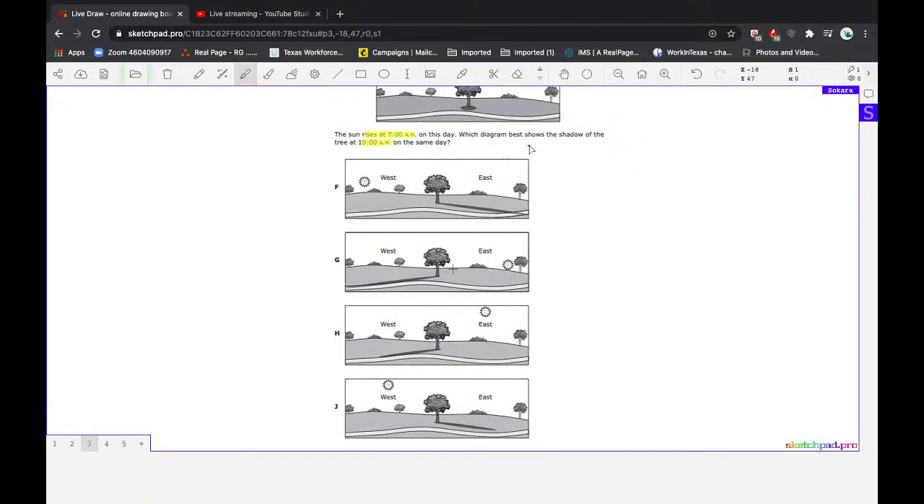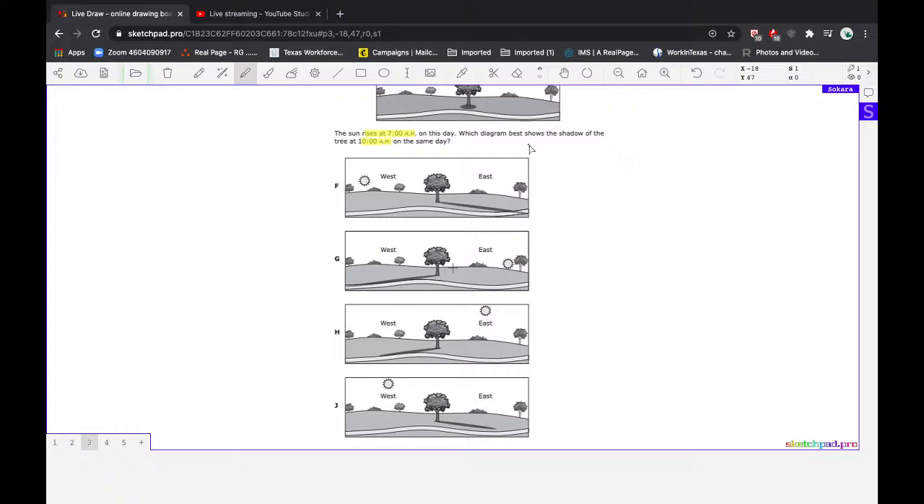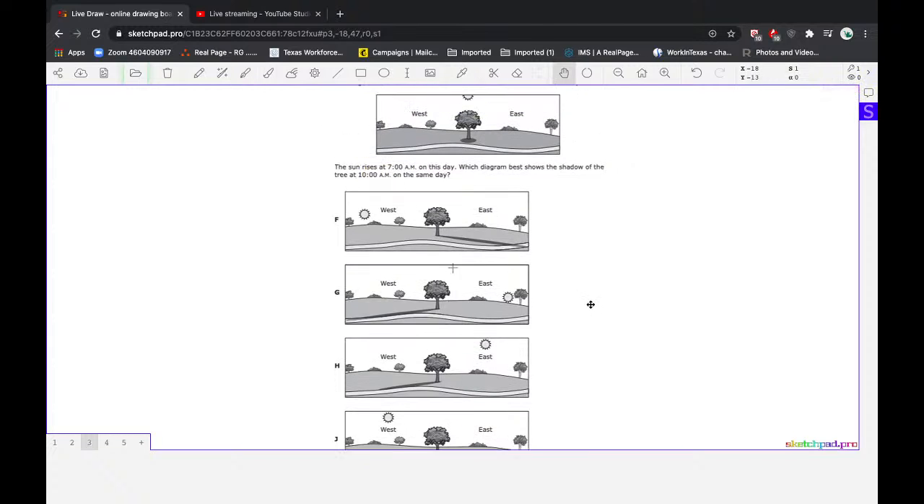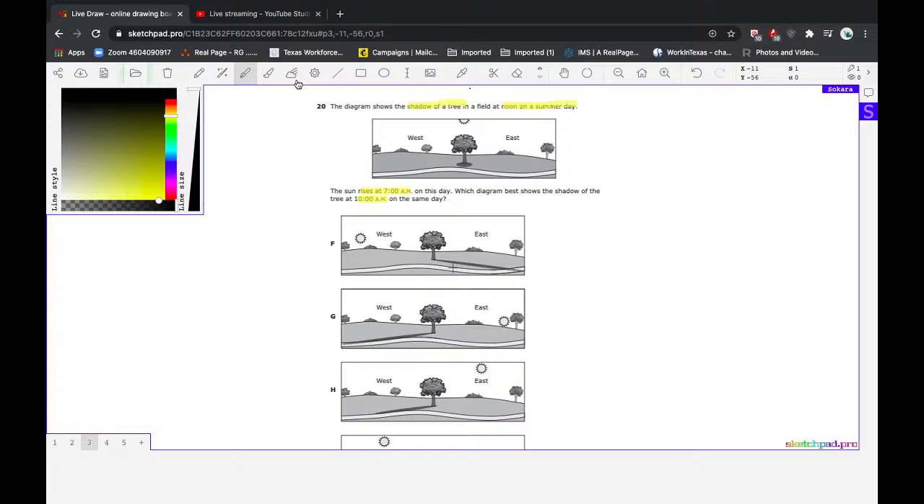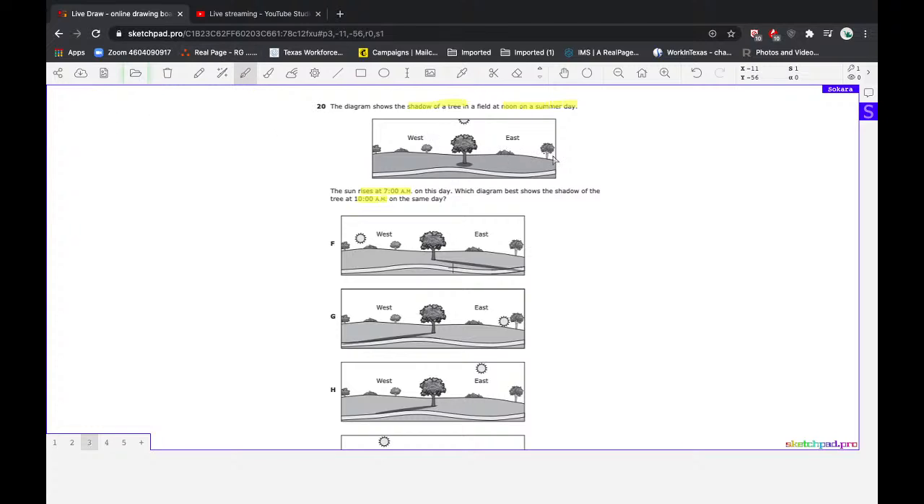The sun rises at 7 a.m., okay? We know that the sun rises in the east and it sets in the west. So if it rises at 7 a.m., let's go back to this original picture. At 7 a.m., the sun's going to be around here somewhere. That's where it's going to rise. So it's asking where the tree's shadow is going to be at 10 a.m. Think about that for a second.